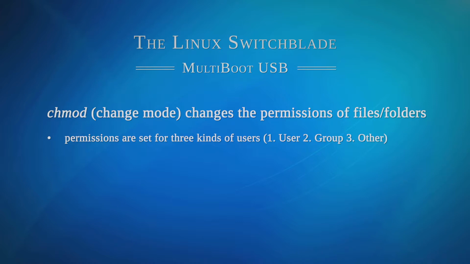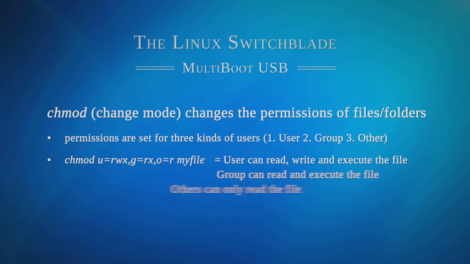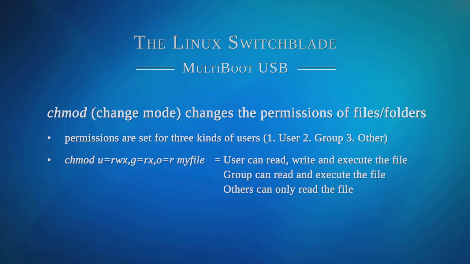The command is executed by typing chmod u for user equals r for read, w for write, and x for execute, comma, g for group equals r and x, comma, o for other equals r, and then the name of the file whose permission you want to change. On the basis of this command, the permissions of the file are as follows. The owner or user is permitted to read, write, and execute the file.